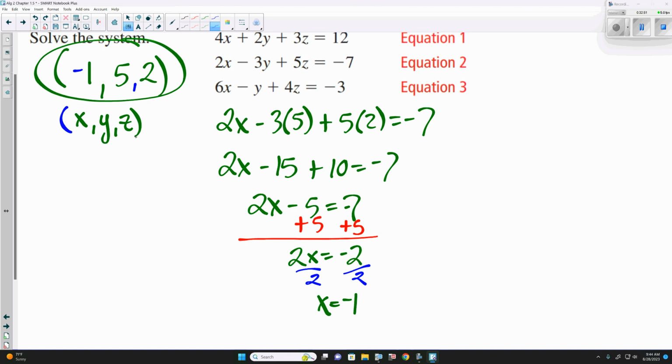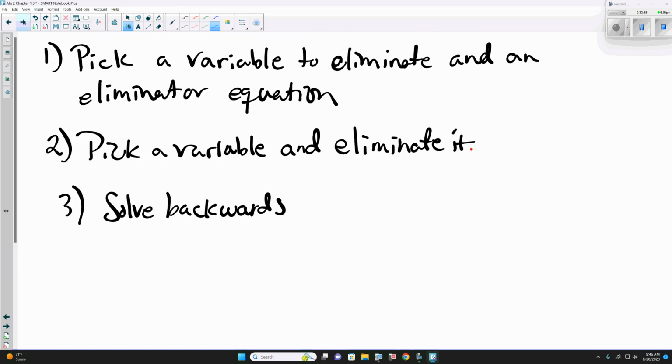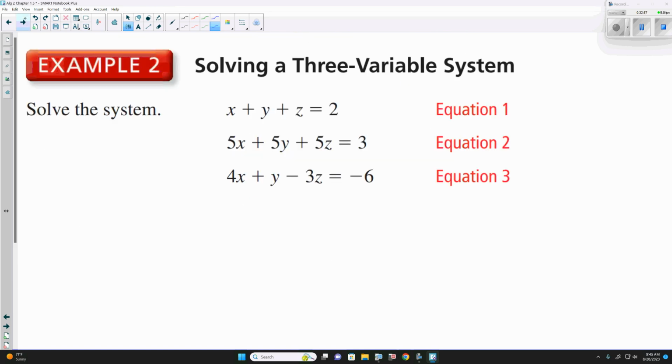We ready for the next one? Because we will do a few of these. So if we look at this next one here, we will start this tomorrow.